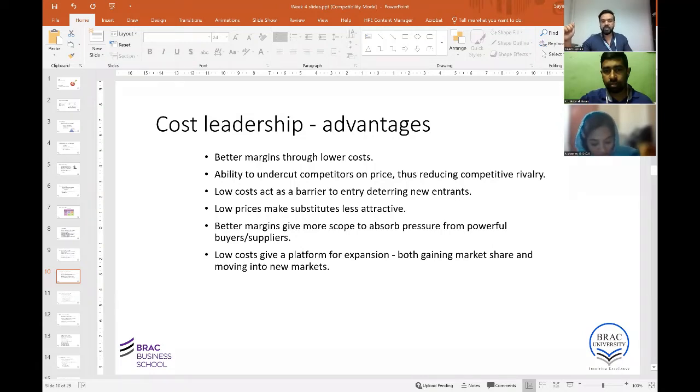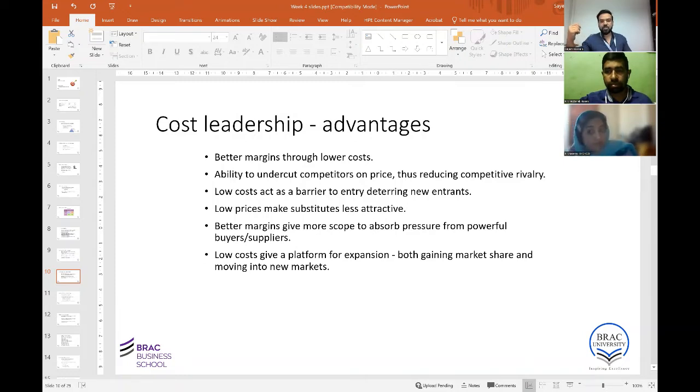Low cost acts as a barrier to entry by deterring new entrants, because you have brought your price so low that new entrants are not able to get into the market. So we see this strategy played a lot in the telecom industry in Bangladesh. In the telecoms industry, major brands are trying a lot to become the cost leader. So how can they offer the best package, the best value, with the cheapest price?